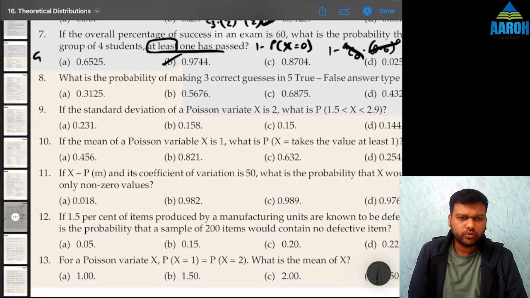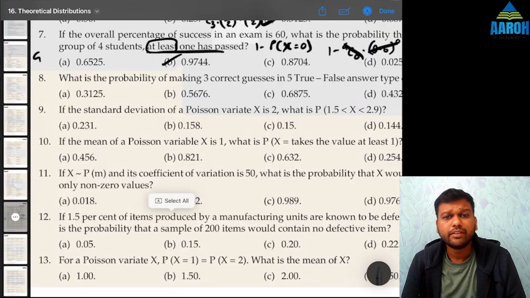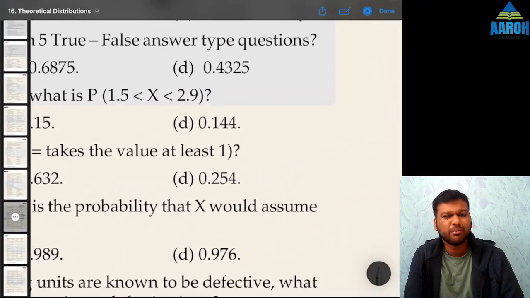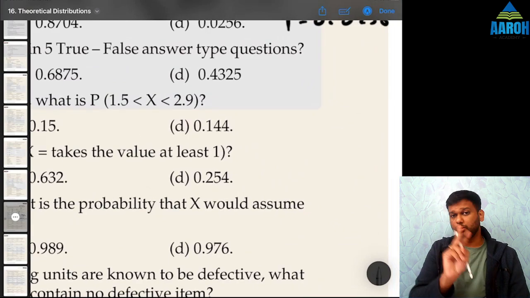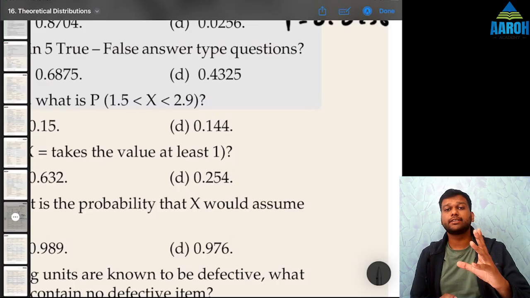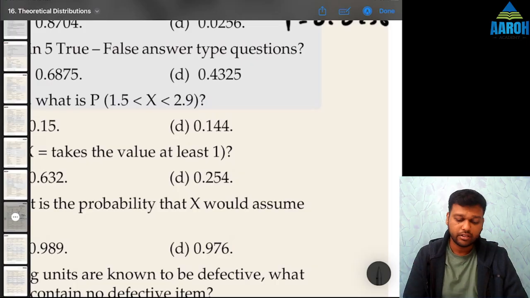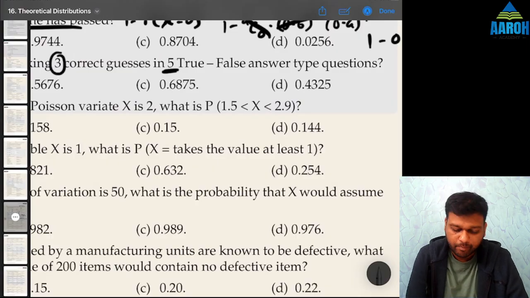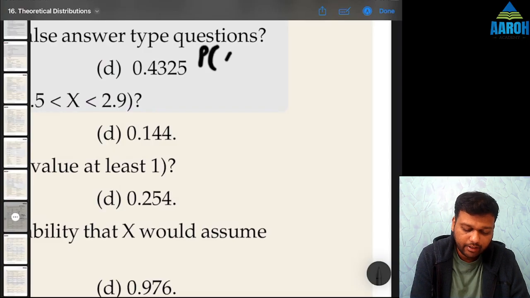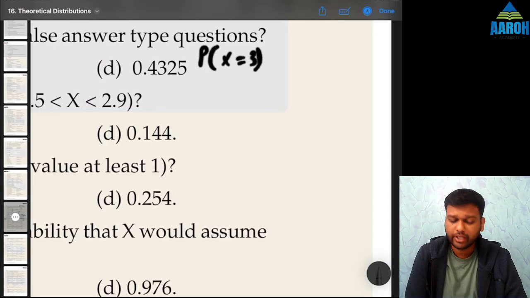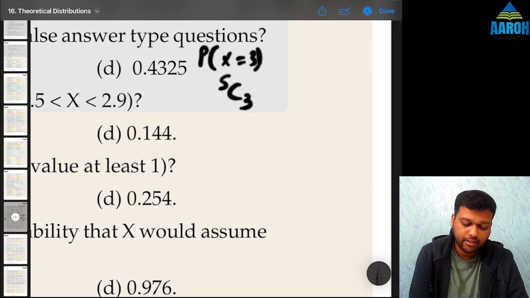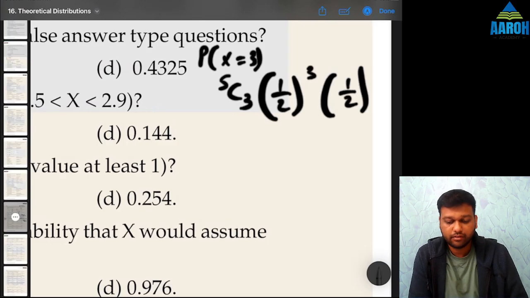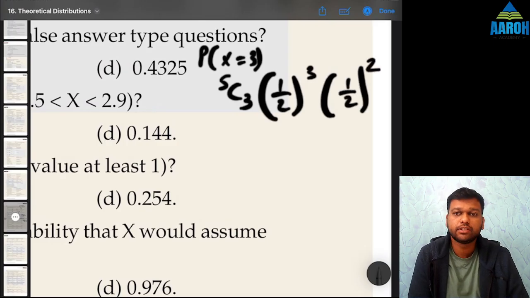Next, what is the probability of making 3 correct guesses in 5 true false answer type questions? Again binomial. True false, that is only 2 options are there. So the probability of success and failure is half half. There are 5 cases and we want 3 successes. So that means we want the probability that x is equal to 3. How do we calculate that? NCX into P raised to x into Q, which is also half, raised to n minus x. 5 minus 3 is 2.